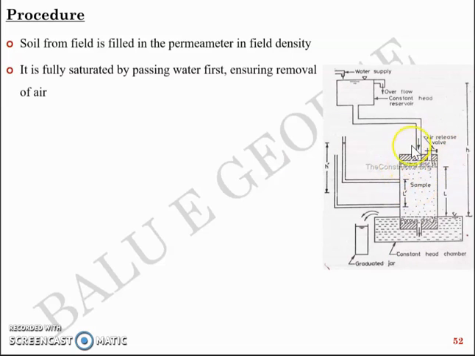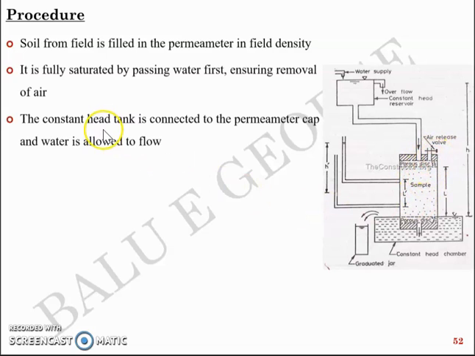You have a mechanism called an air release valve here, which will help you make sure that the sample you've collected here is totally saturated. If there is any volume of air left in the sample, you allow it to pass through the air release valve. Now the constant head tank is connected. This is a constant head tank. It is then connected to the permeameter's cap, and water is allowed to flow through it.